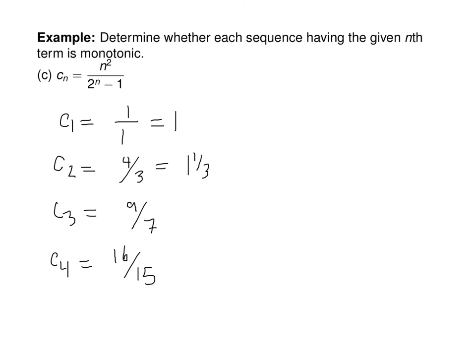Now this sequence is not monotonic because of this term. So this term, c sub 2 is greater than c1, and c sub 2 is also greater than c3. So this sequence is not monotonic.